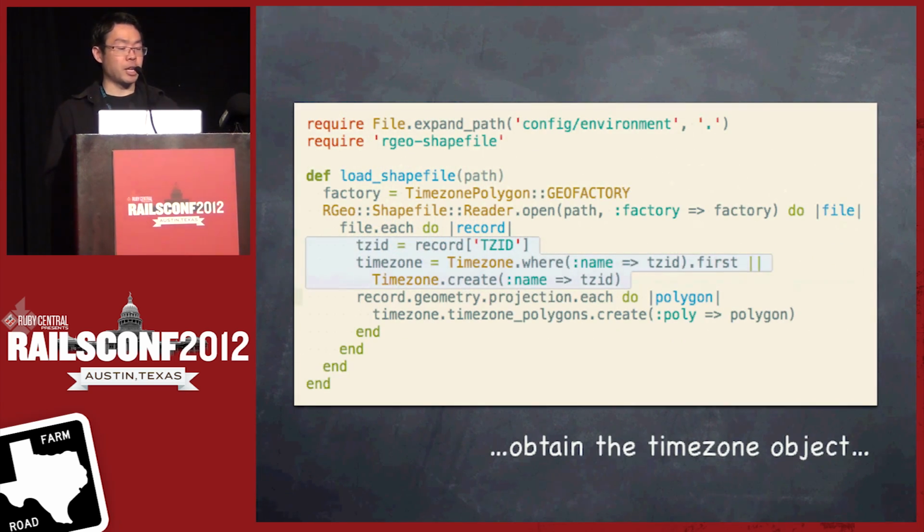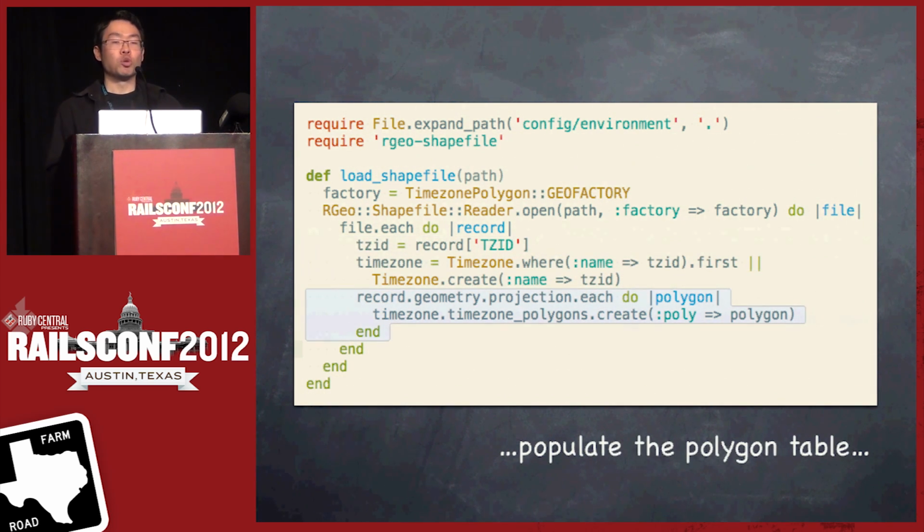So here's the code for that. In this particular shapefile, one of the attributes in those records is going to be the time zone name. So we'll take that time zone name, and then we'll look up or create the time zone object from ActiveRecord. And then we'll create polygons for that time zone.